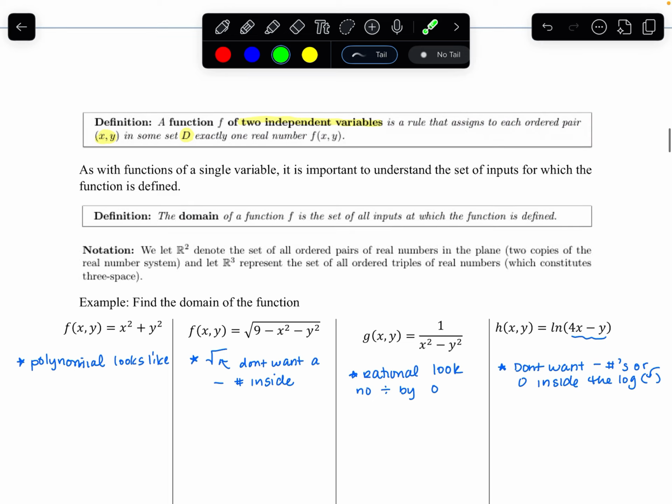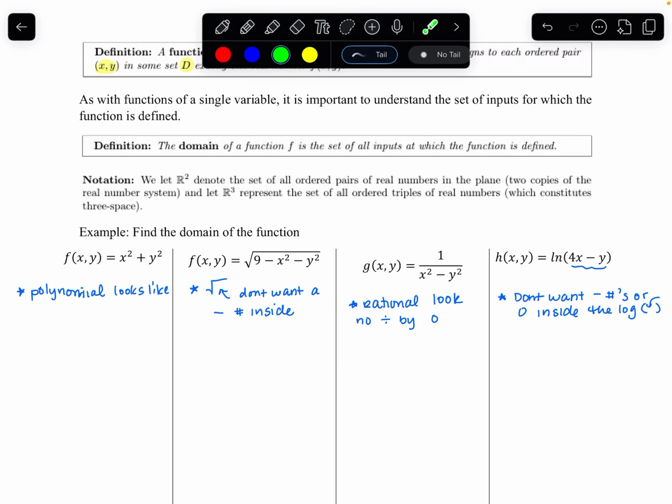And so there's a little bit of notation we can use. Before we were dealing with real numbers. Now we're dealing with real numbers in 2 dimensions. So this is where this R2 comes from, right? You can think of this as all real numbers in 2 dimensions. An example of R2 is your XY plane, right? A little bit more notation, R3 represents all the ordered triples, right? So you can think of that as all real numbers in 3 dimensions, or we call it 3 space sometimes.